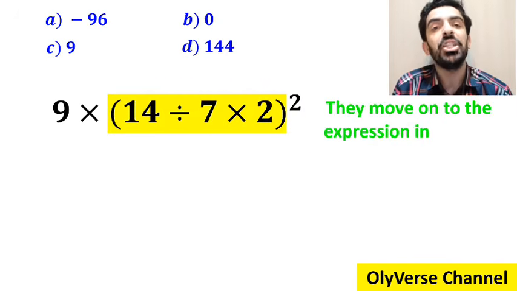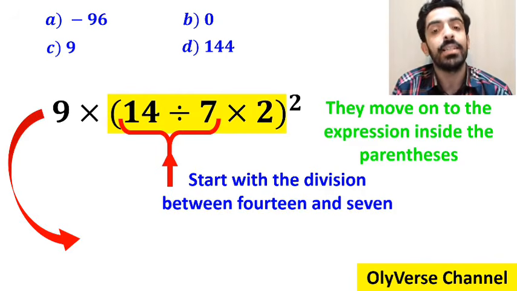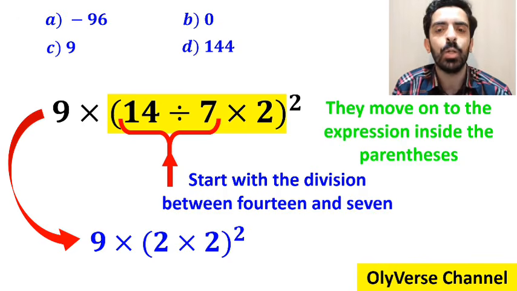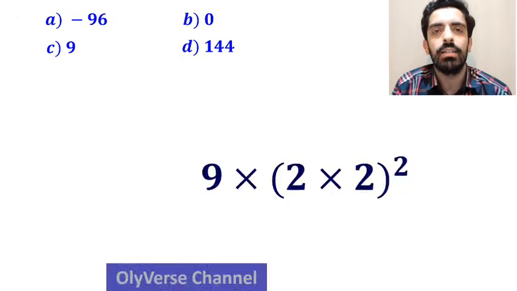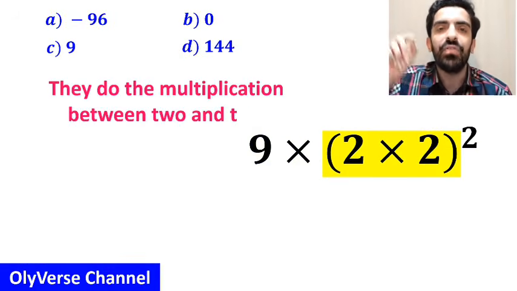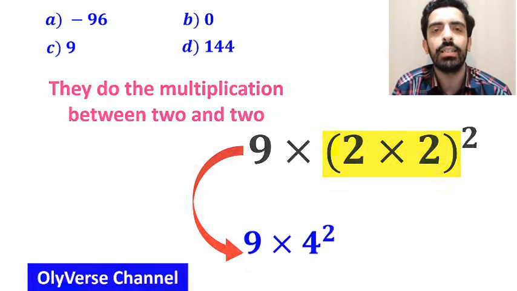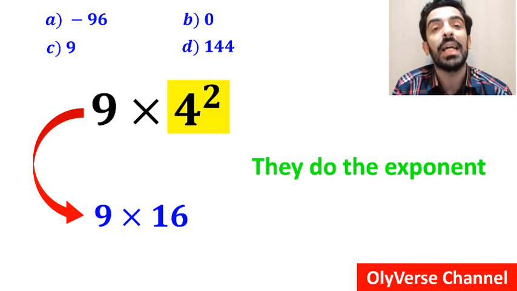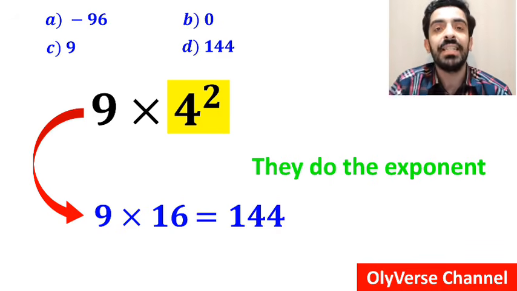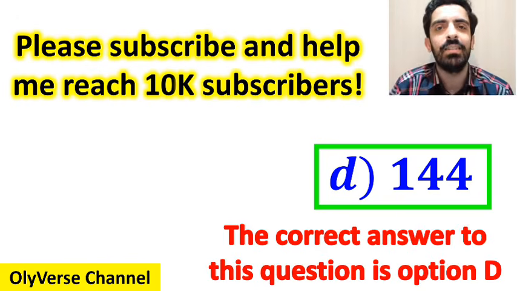Then they move on to the expression inside the parentheses and start with the division between 14 and 7. So they simplify this expression to 9 multiplied by (2 times 2) all squared. Next, they do the multiplication between 2 and 2 and write this expression as 9 multiplied by 4 squared. Finally, they do the exponent and simplify this expression to 9 multiplied by 16, which gives them the answer 144. Then they quickly say that the correct answer to this question is option D.